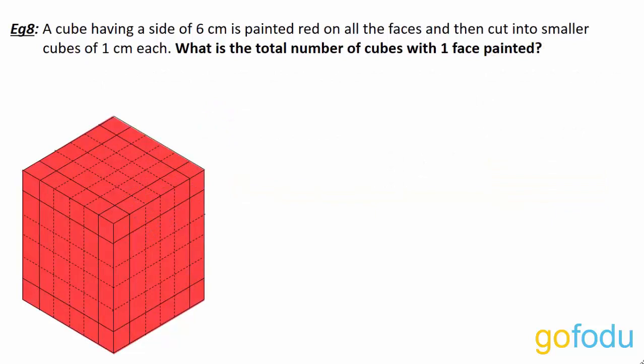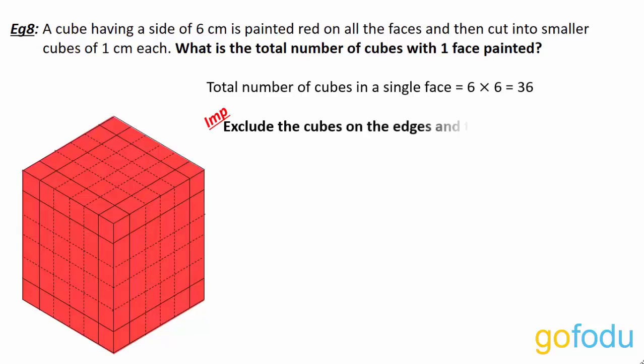Here we are required to figure out the total number of cubes with one face painted. Total number of cubes in a single face should be 6 multiplied by 6, 36. We have to exclude the cubes which have either 2 faces painted or 3 faces painted. It can be done by excluding the cubes on the edges and the corners.